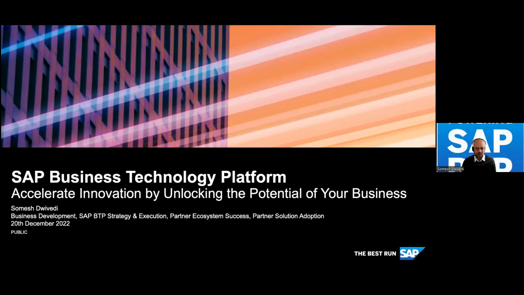So let me introduce myself. My name is Somesh Dwivedi. I'm part of the BTP strategy and execution team, based out of Germany in Walldorf, and part of the overall partner ecosystem success organization. My responsibility is to work with our partners in EMEA South, specifically on the SAP Business Technology Platform. I help our partners drive business technology platform messaging to our customers, and I help them enable themselves and their colleagues on the platform. We build together with Amit various go-to-market initiatives and plans.